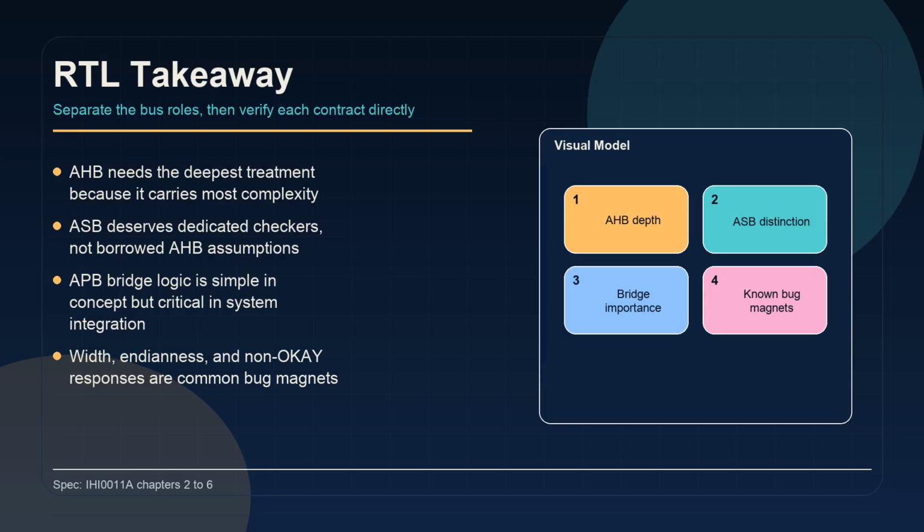The RTL takeaway is to separate responsibilities cleanly. Give AHB the depth it needs. Keep ASB distinct rather than treating it as a near clone, and treat the APB bridge as a critical integration block. Most late surprises come from response handling, adaptation, and assumptions that leaked from one bus style into another.